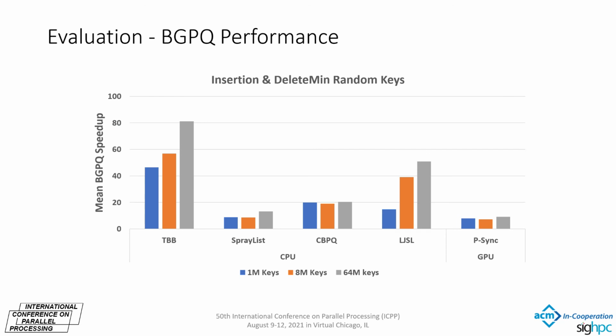Now we compare BGPQ with the other 5 priority queue implementations. We evaluate the performance of inserting 1 million, 8 million, and 64 million random keys into an empty priority queue, and then deleting all keys from the priority queue. The y-axis is the speedup of BGPQ compared with each different implementation. BGPQ is much better than all CPU parallel baselines. SprayList has the best performance since it's a relaxed skip list. LJSL does not scale under a large number of concurrent threads, thus its performance is not competitive. Compared with P-Sync, which is the only GPU implementation, BGPQ has an average of 9.3 times speedup.